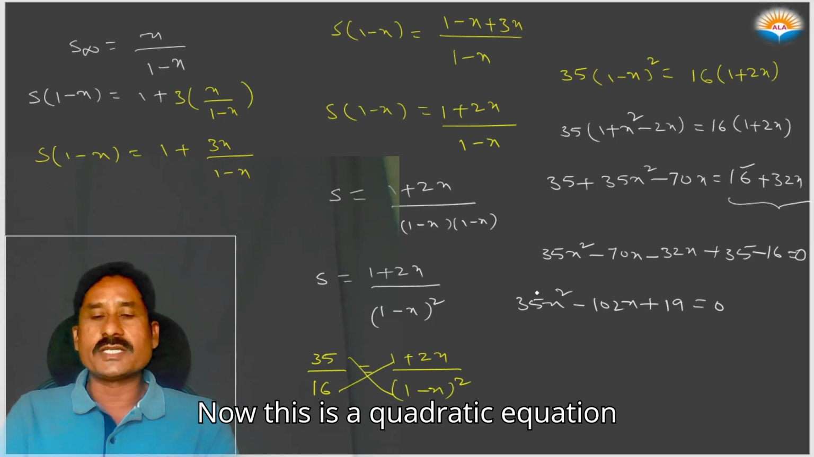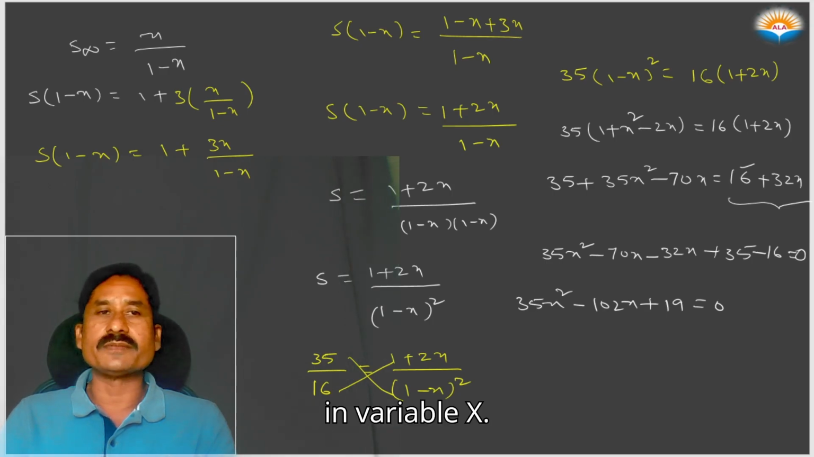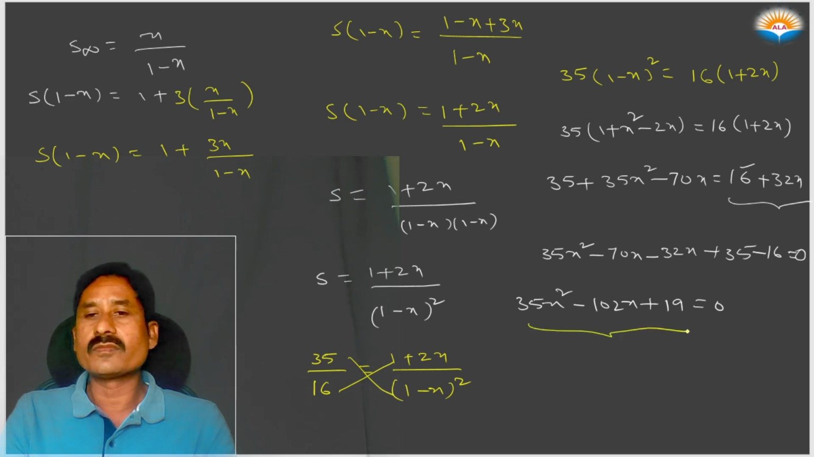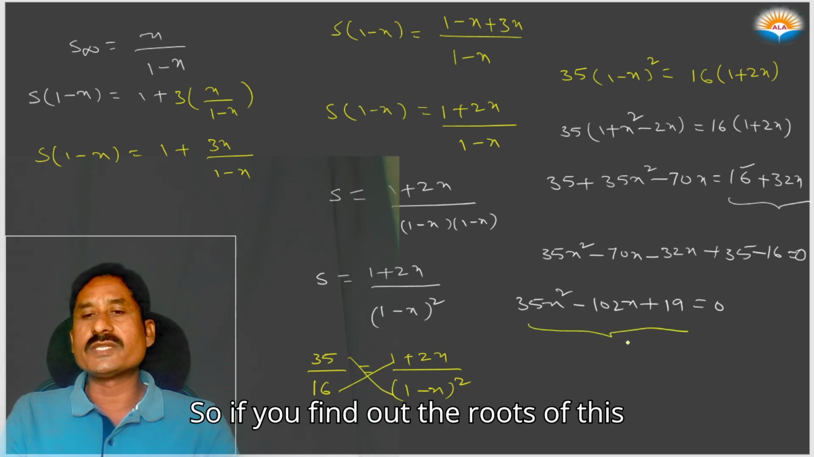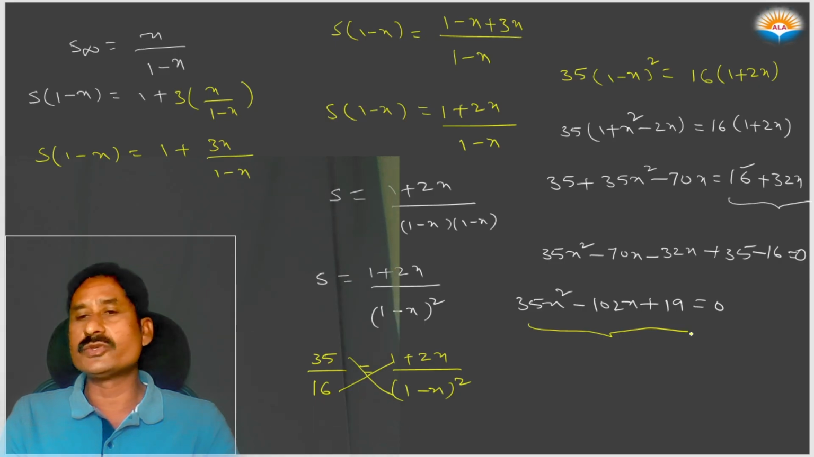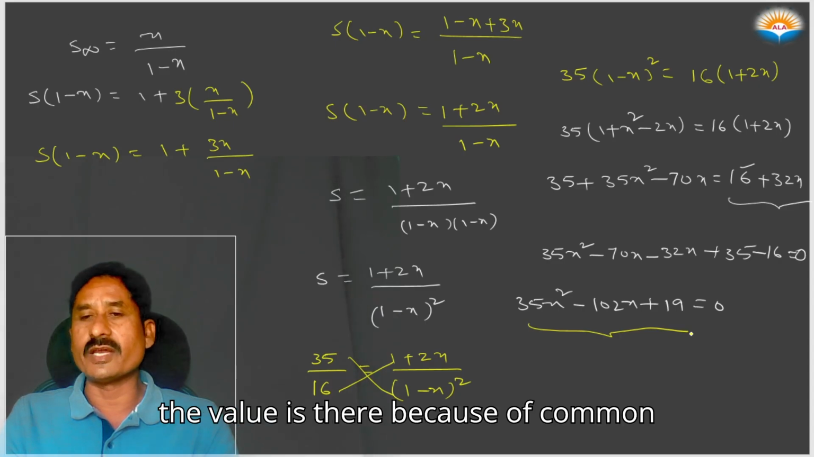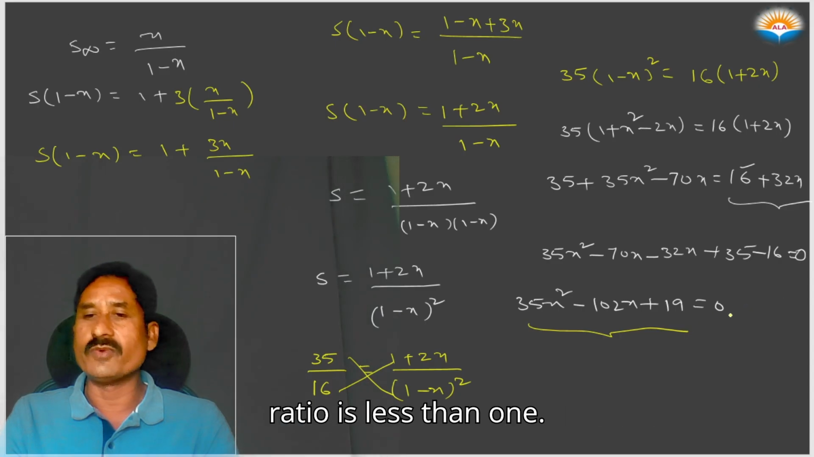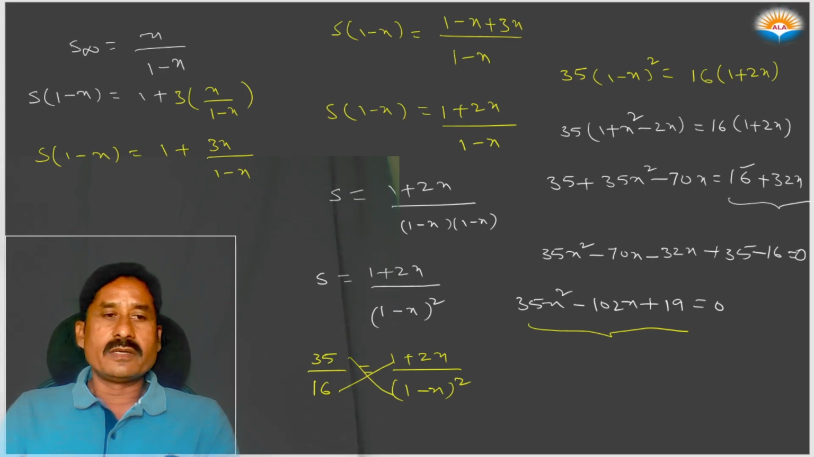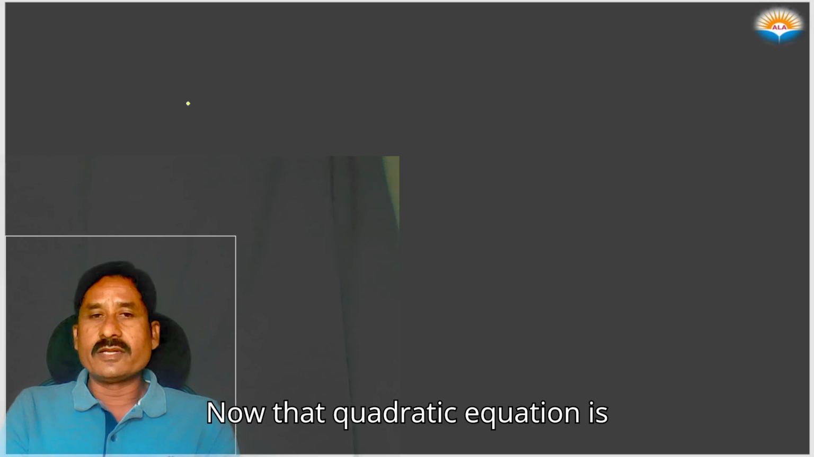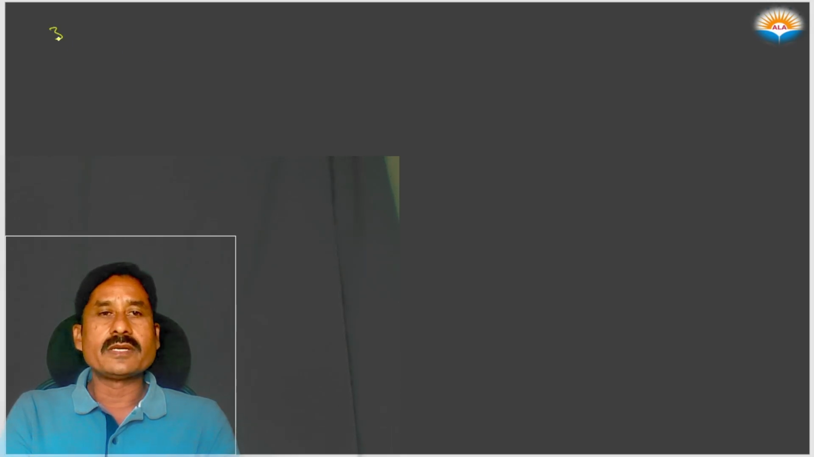Now this is a quadratic equation in variable x. So if you find the roots of this quadratic equation, the x values, we will get 2 values. So it may be that 2 values are there, or otherwise any one of the values, because the common ratio is less than 1. Now that quadratic equation is 35 x square minus 102 x plus 19 is equal to 0.